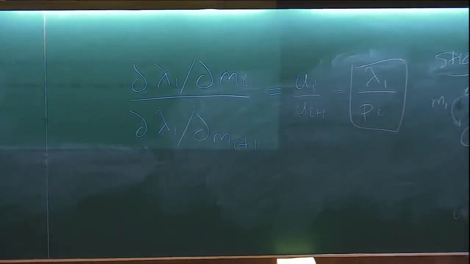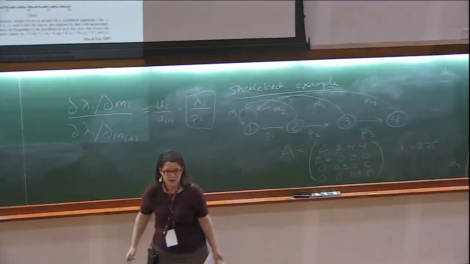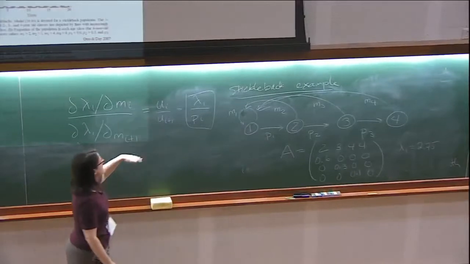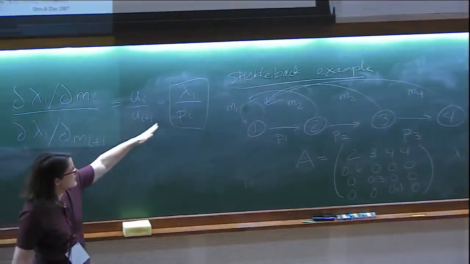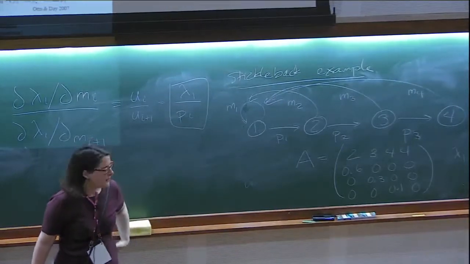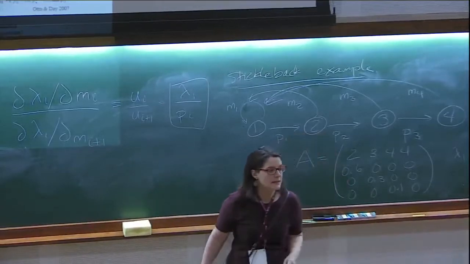So let's think about our example, and no, I didn't erase it. That's nice. We had a growth rate of 2.75, right? So it's positive, so this population is increasing. The relative sensitivity of reproduction in stage I to I plus 1 is given by 2.75 divided by these numbers, that's 0.6, 0.3, and 0.1. Yes?